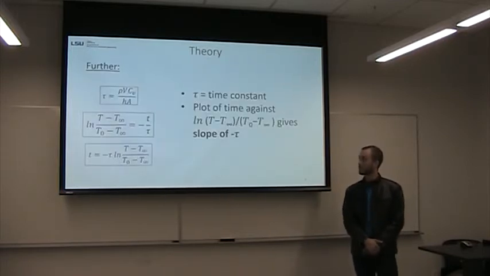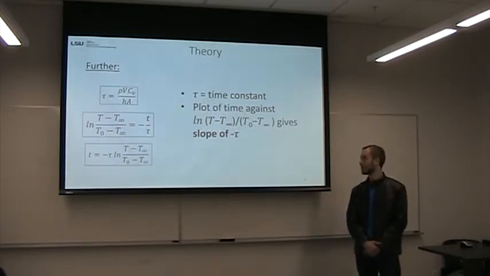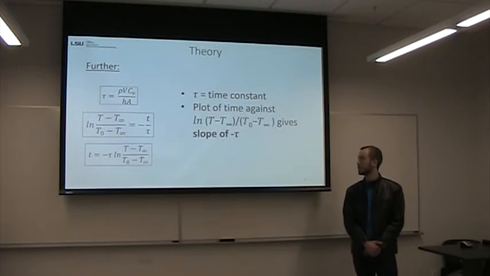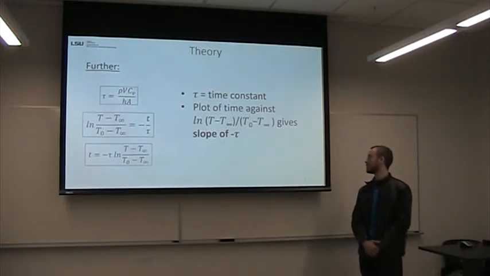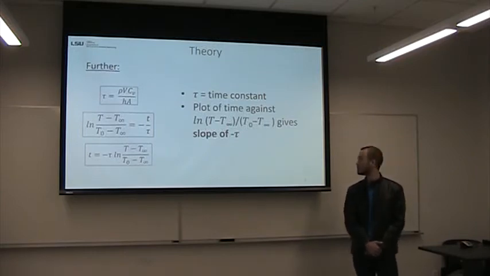Further, the time constant is the density times the volume times the specific heat over the convective heat transfer coefficient times the surface area. And if you plot the time against the natural log of the temperature minus the ambient temperature over the initial minus ambient temperature, we get the slope of negative tau, and that's how we find the time constant.